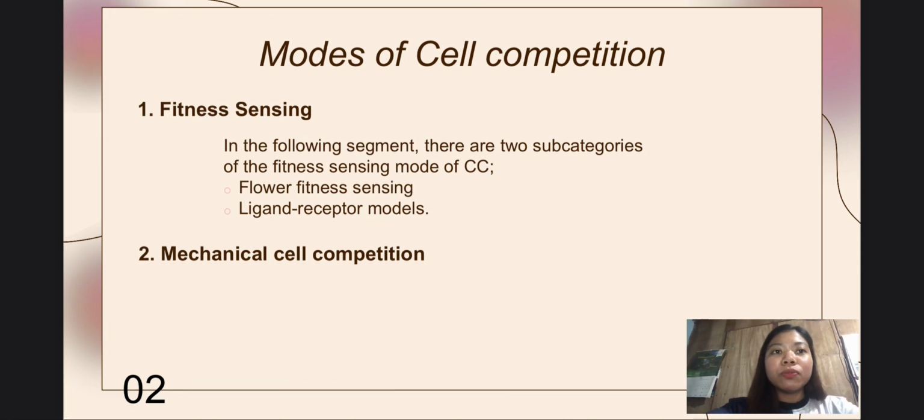Now, let's move on to the modes of cell competition. At the present day, there are three modes of CC generally accepted, but only two of them are detailed here, which are fitness sensing and mechanical cell competition. Under fitness sensing, there are two subcategories: the Flower fitness sensing and ligand-receptor models. Then the second mode is mechanical cell competition.